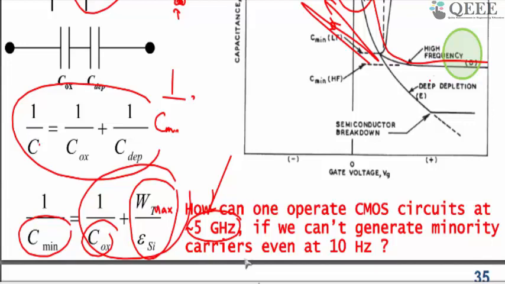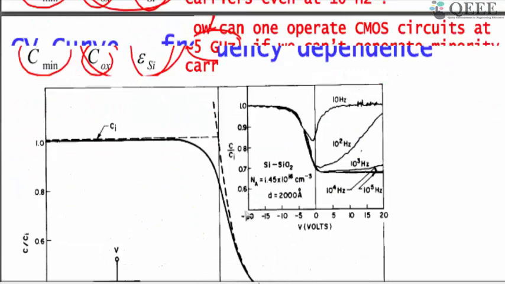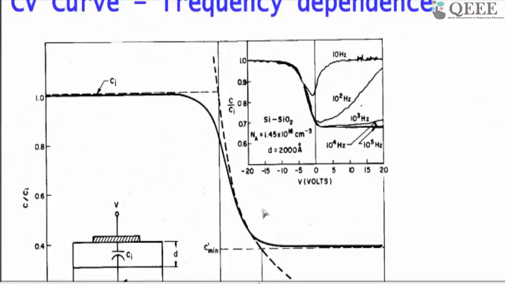Where do these electrons come from in the case of a transistor? In the MOS capacitance, we saw that the capacitance is a function of voltage. Depending upon the voltage you apply, whether your surface is in accumulation, depleted, or inverted, you get different kinds of capacitance.